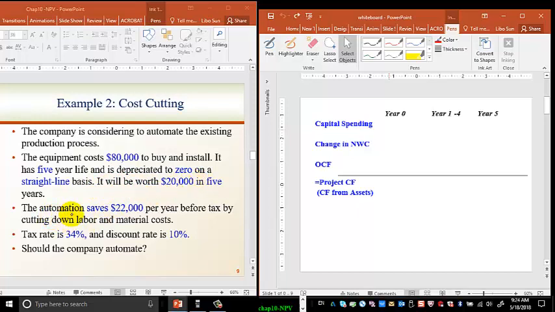The automation system will save us $20,000 per year before tax by cutting down labor and material costs. The tax is 34%, discount is 10%. So, how should we make recommendations?